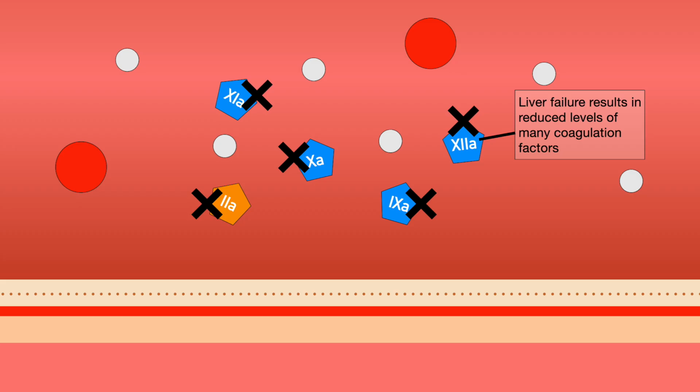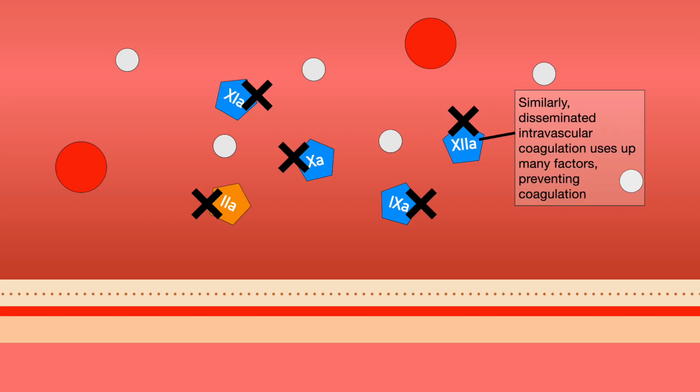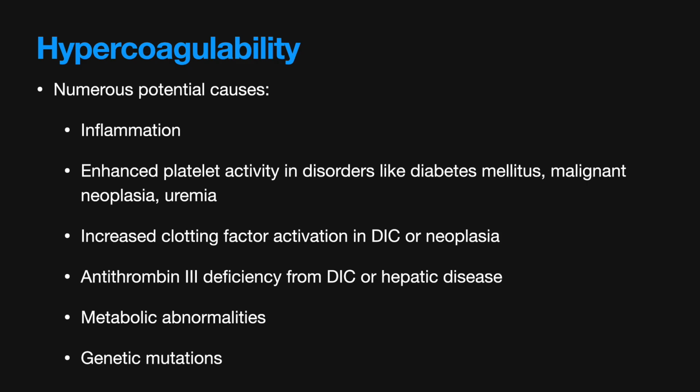Most coagulation factors are produced in the liver. Therefore, liver failure can result in decreased coagulation factor production, resulting in coagulopathy. Disseminated intravascular coagulation can also result in depleted coagulation factors, as this condition results in widespread blood clotting that rapidly uses up the available coagulation factors. Finally, hypercoagulability can also occur. There are numerous potential causes of too much blood clotting.